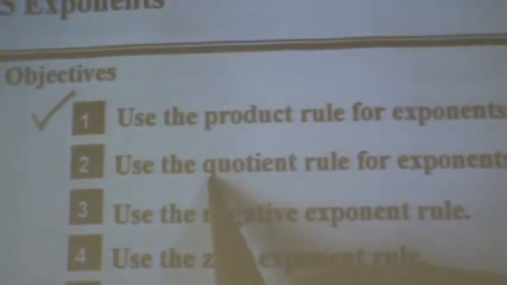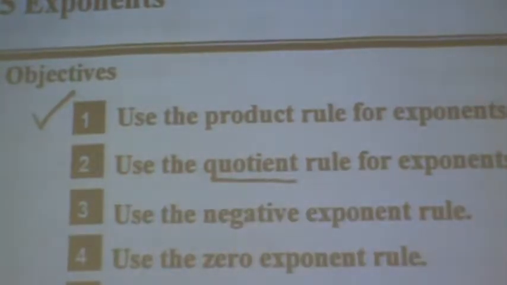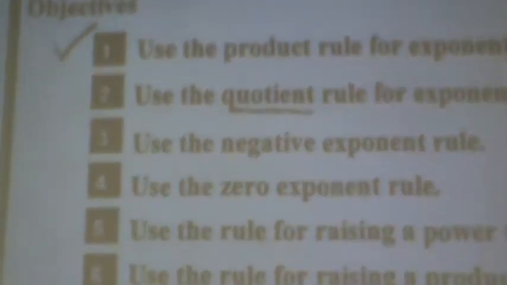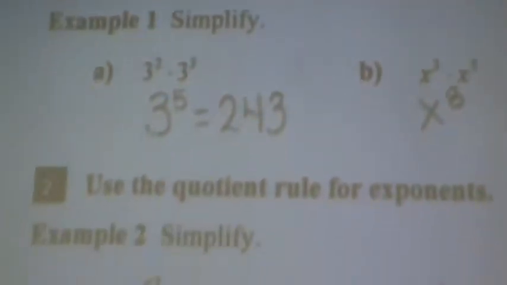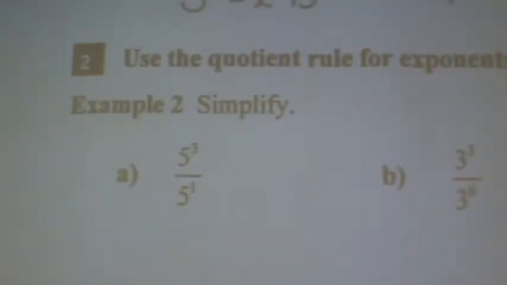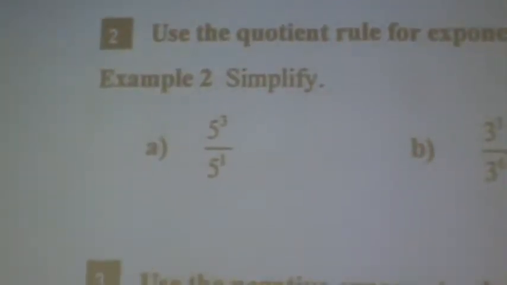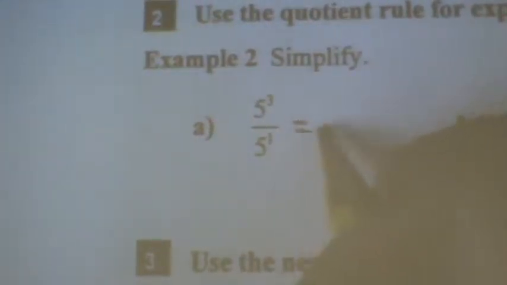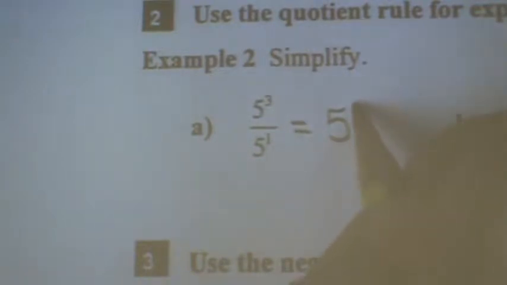The quotient rule. What is a quotient? It's a fraction. Dividing. Division. Can anyone recite the quotient rule? When the bases are the same, you subtract the exponents. So for A, the bases are the same and we're dividing. What do you get? 5 squared. And what is 5 squared? 25. Good job.